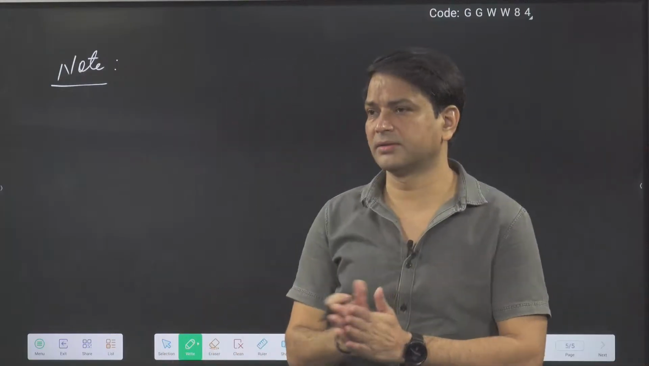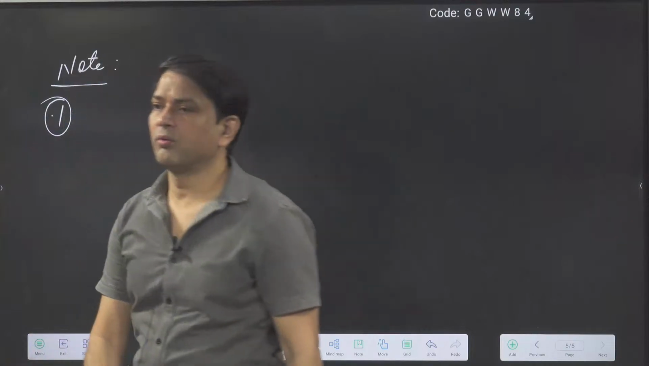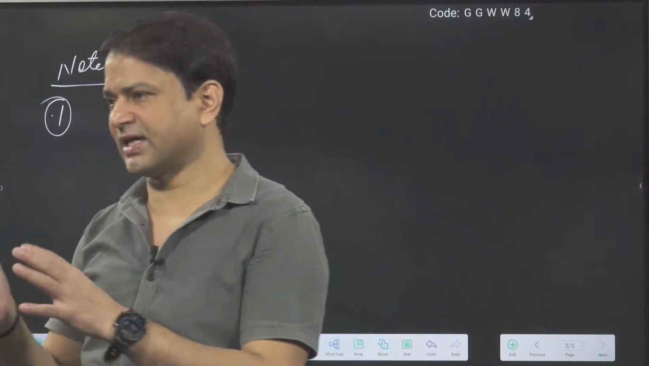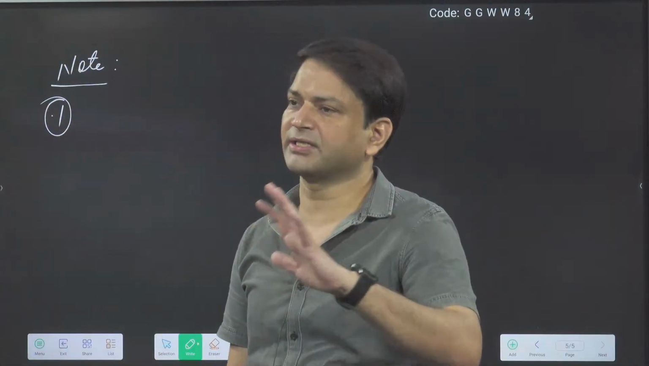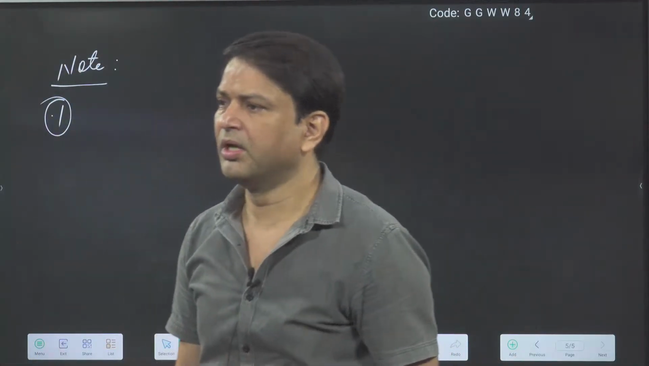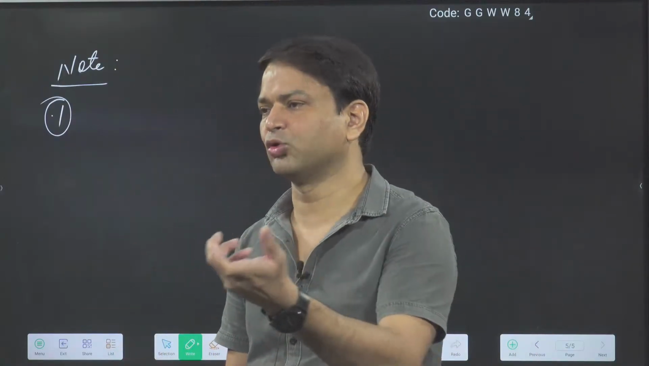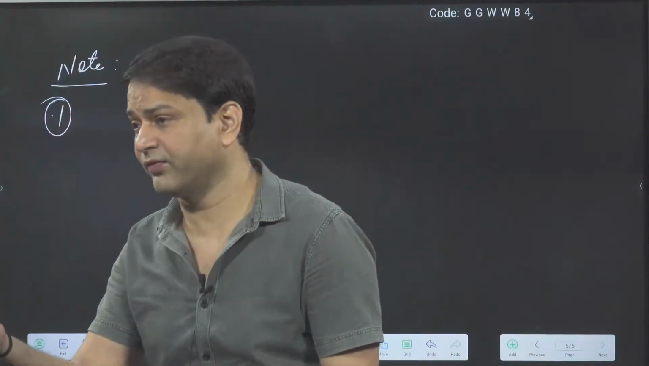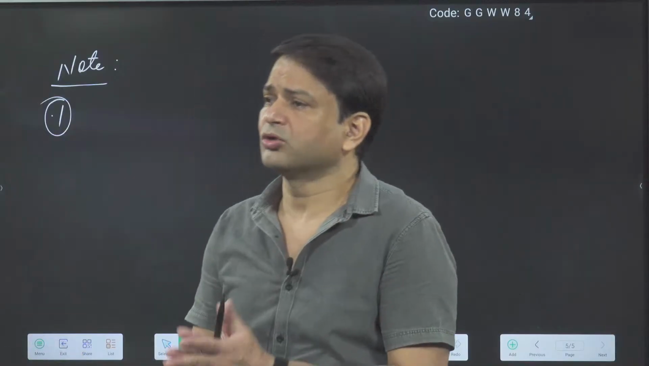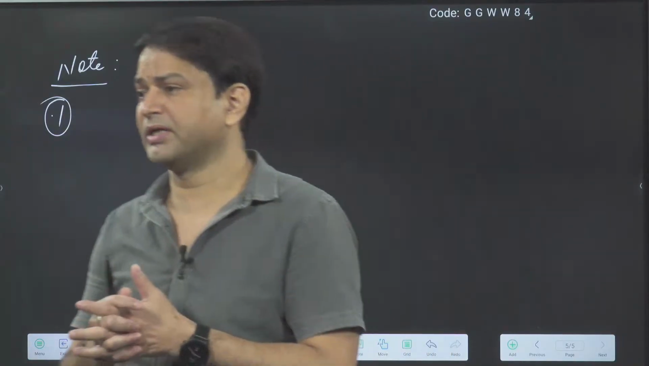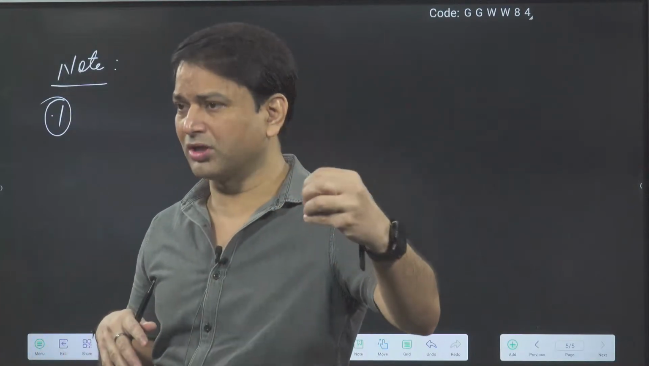Now some points that we have to know about dimensions. One thing is that different physical quantities may have the same dimension. They represent different quantities, but their dimensions are the same. Like work and torque. Work has dimension M L2 T minus 2. Torque is r cross F, and its dimension is also M L2 T minus 2. So there are many physical quantities that are different, but their dimensions are the same. Like the force constant of a spring.